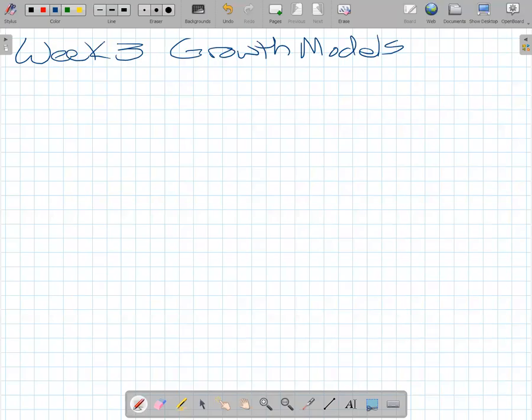So we're working with what are called growth models, and sometimes things grow in a negative way, and that's called decay or depreciation kind of thing. So things will go up, things will go down. The main types of growth models that we're working with here are called linear. So that's the first type.